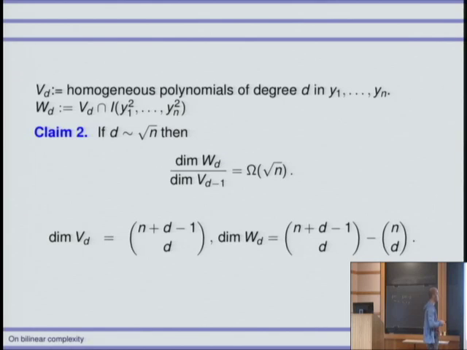If d was a small constant, then the right-hand side, in the limit, goes to 1. You don't get even a constant factor. And so you must choose something which grows, but it also shouldn't be too big. And d equal to square root of n is the optimal choice, I think.